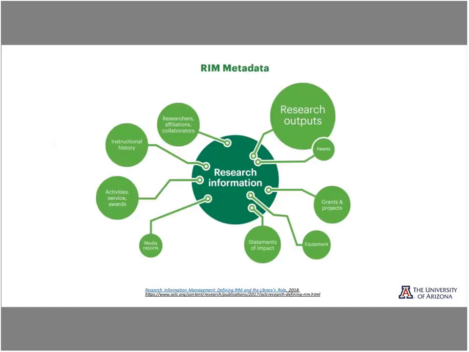So when we're talking about a RIM system, we're talking about a lot of different types of information and a lot of different sources. So this is a graphic from our Research Information Management report that we put out, and the role of the library's role with RIM systems. So we have a number of different things. We have research output, so the different scholarly publications, patents, things like that. We have grants and other projects. We have equipment, statements of impact, researchers and their collaborations, instructional history. We have service activities, awards, media recognition.